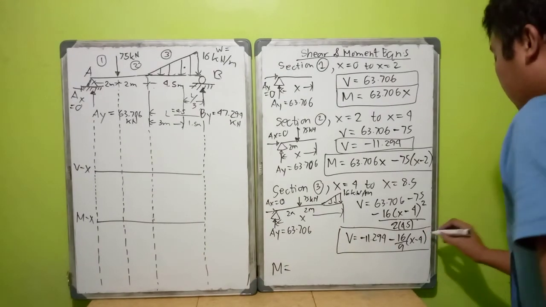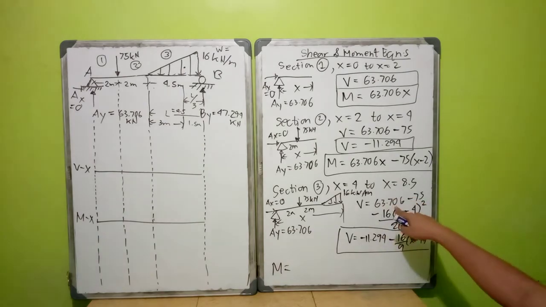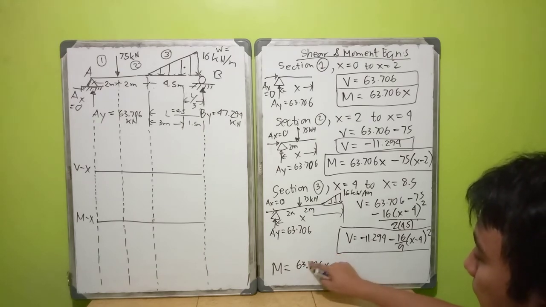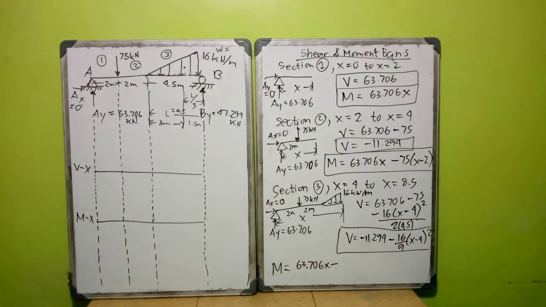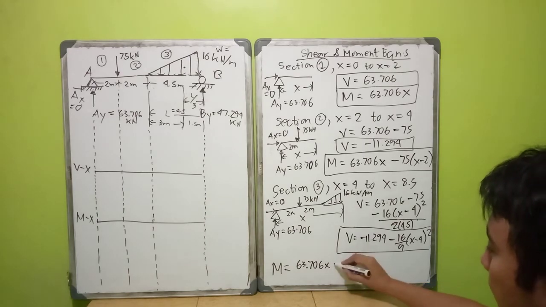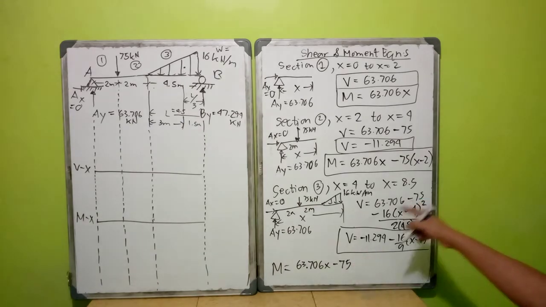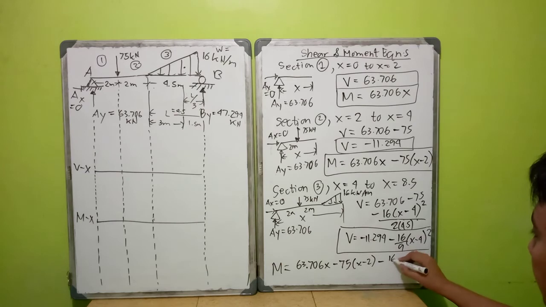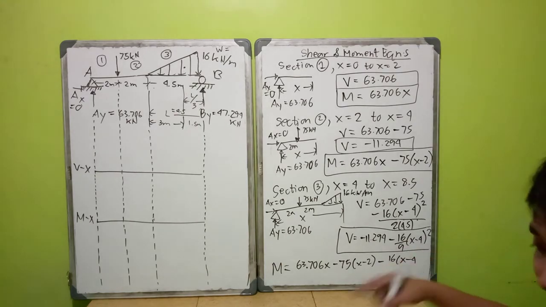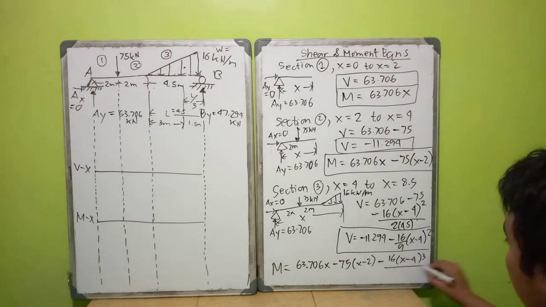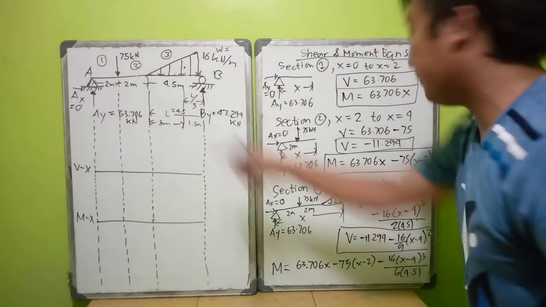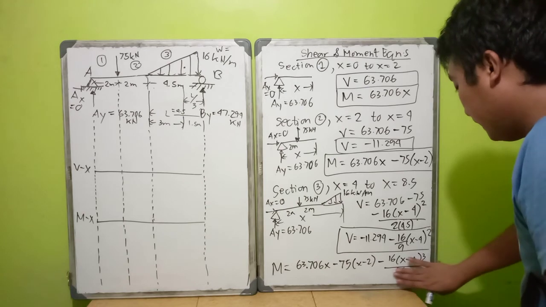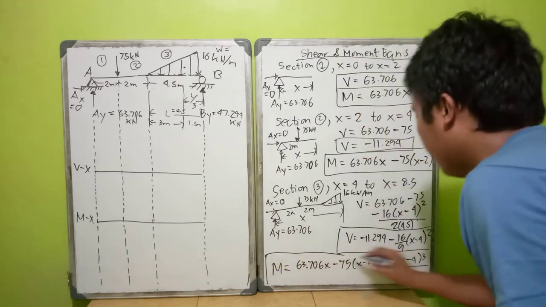So this is to the power, square, this is right. So we have 63.706x, since it is the leftmost support, minus 75, acting 2 meters from the support, so x minus 2, then we have negative 16 times x minus 4 to the power of 3 over 6 times 4.5, since L is 4.5. 6 times 4.5 is 27, so this is 27. Therefore this is your formula for M.